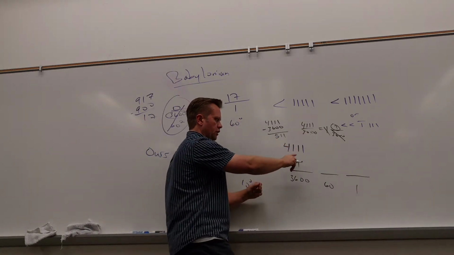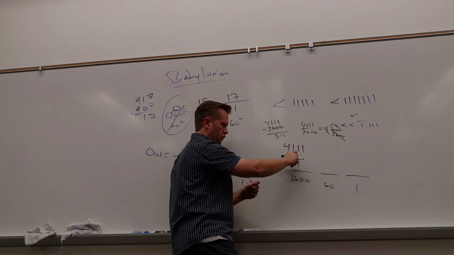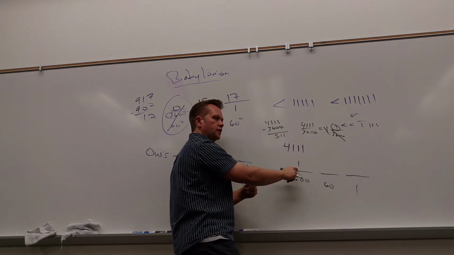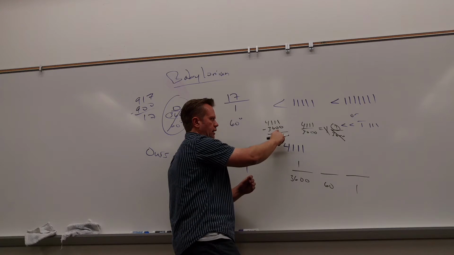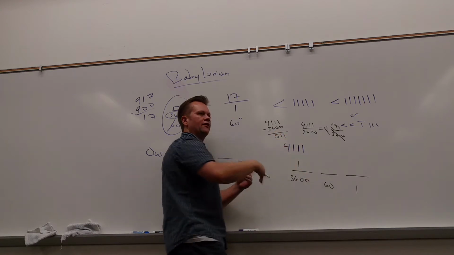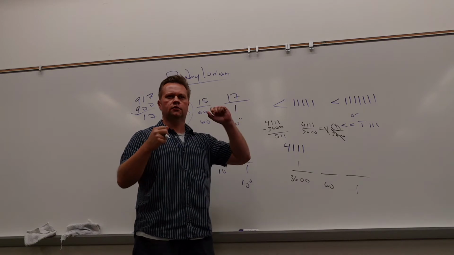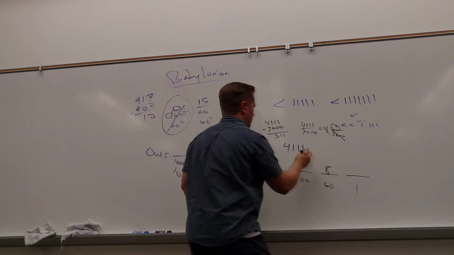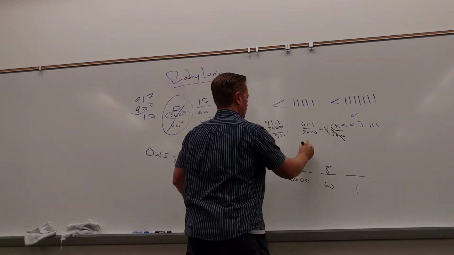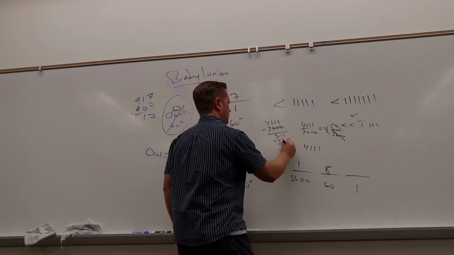So let me make sure you guys are with me. I don't have to do any of that weirdness I just did. 4111 divided by 3600 is 1 point something. This is 1. Subtract the 3600. I got 511 left to take care of. 60 goes into 511 how many times? 8. 8 times 60 is? 480.